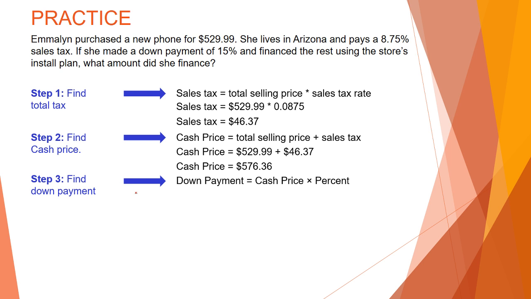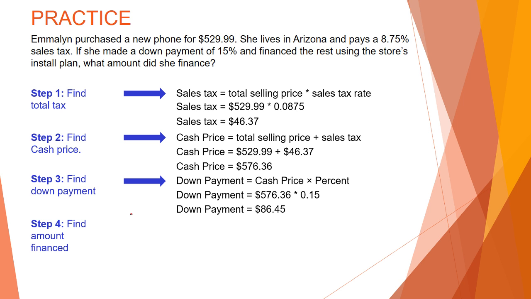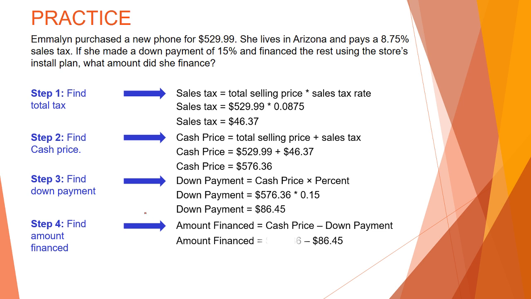Next, find the down payment. Cash price times percent, that is $576.36, times 15%, or 0.15, giving us a down payment of $86.45. Last step, find the amount financed. Same thing, subtract down payment from the cash price, which would give us $489.91.